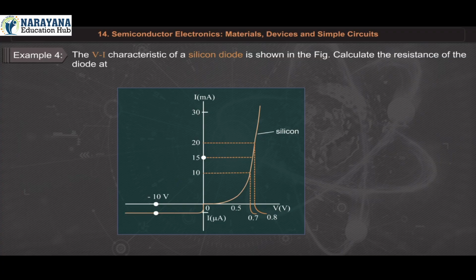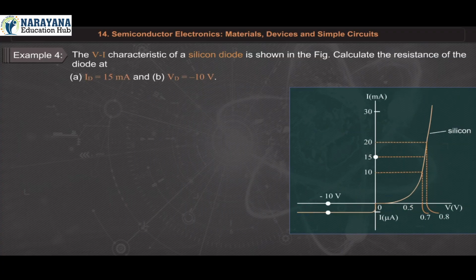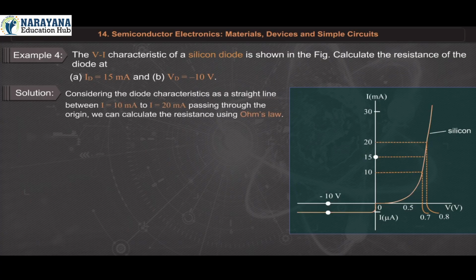Calculate the resistance of the diode at A, I_D is equal to 15 milliampere, and B, V_D is equal to minus 10 volt. Solution. Considering the diode characteristics as a straight line between I is equal to 10 milliampere to I is equal to 20 milliampere passing through the origin, we can calculate the resistance using Ohm's law.